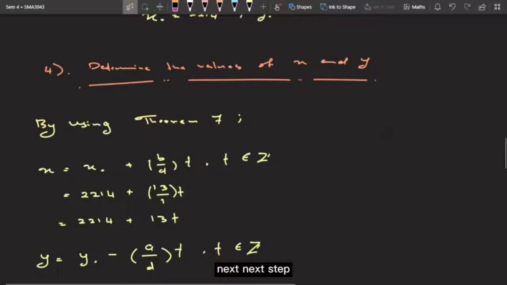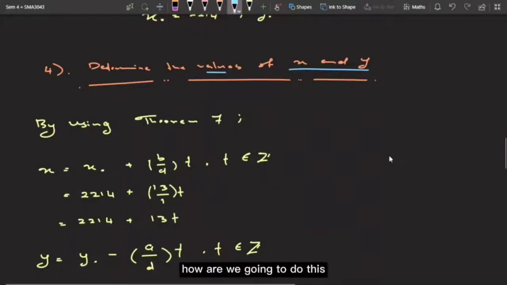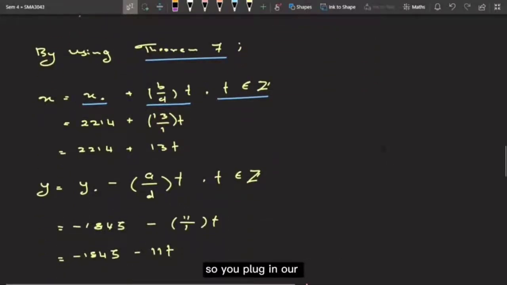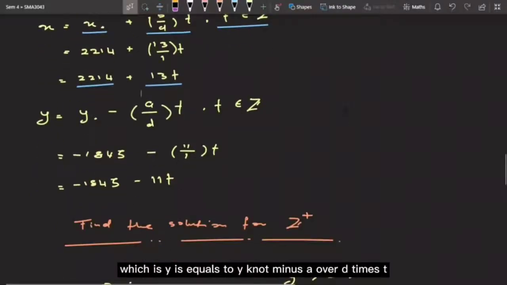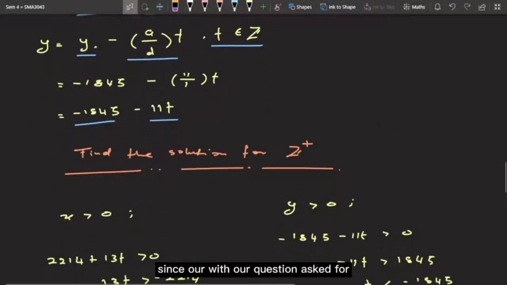Next step, we need to determine the values of x and y. How are we going to do this? We need to use the explicit form of theorem number 7, which states that x is equal to x0 plus b over d times t, where t is an element of the integers. So we plug in the values that we found earlier, and we get x is 2214 plus 13t. Same goes for y, which is y equals y0 minus a over d times t, where t again is an element of the integers. Plug in our values and you will get y is negative 1845 minus 11t.